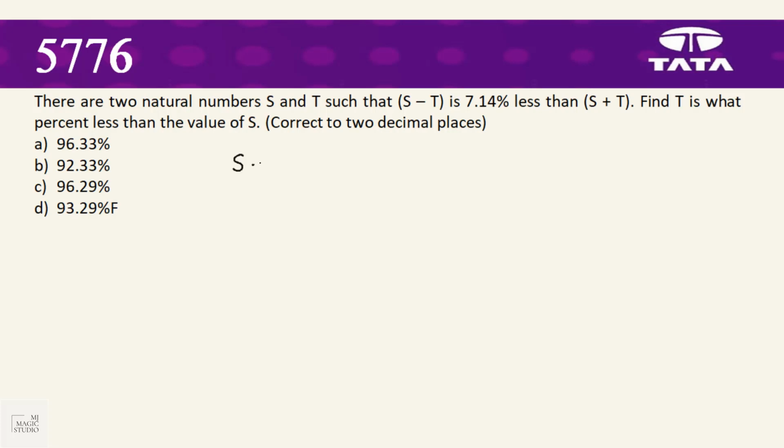There are two natural numbers s and t such that s minus t is 7.14% less than s plus t. 7.14% means 1 by 14. It is 1 by 14 part less than s plus t. That means s minus t is 13 by 14, that is 1 minus 1 by 14 of s plus t.